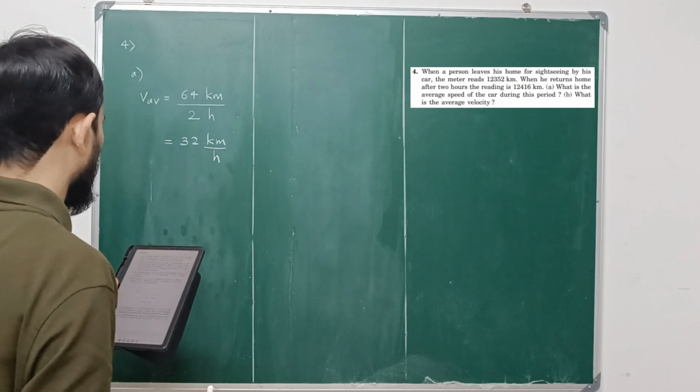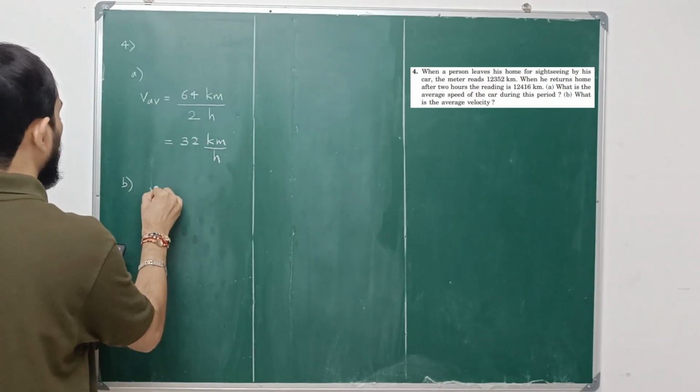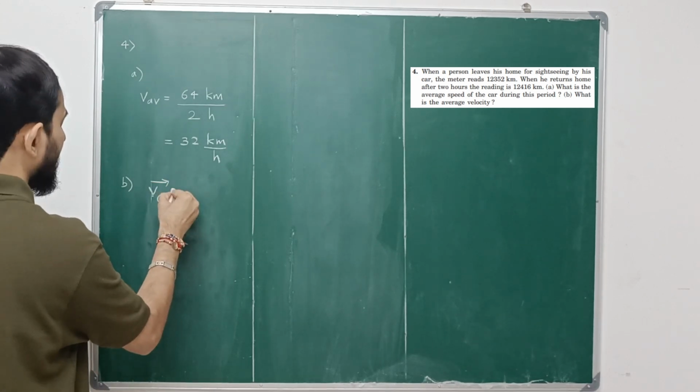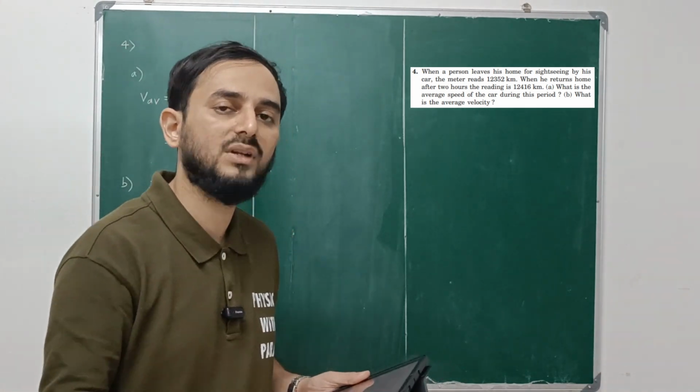Okay. Now what next? Task B. We have to calculate average velocity also. So this is V average vector. Average velocity. Sir, how do you calculate average velocity? It is total displacement divided by total time.